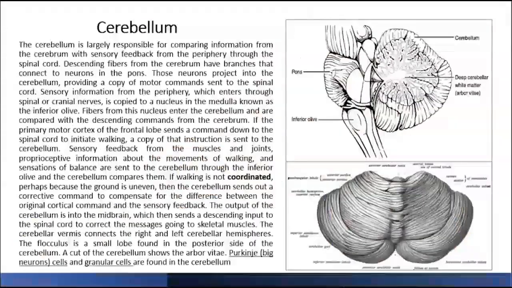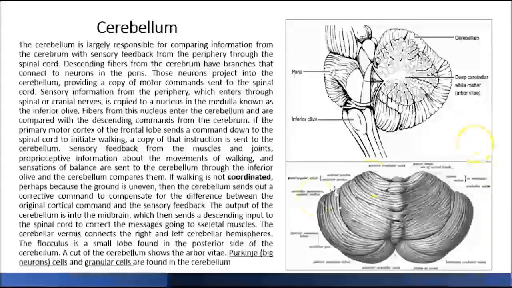The cerebellum. The cerebellum is behind the brainstem, below the brain. So a cut to the cerebellum shows you that it has these areas. They are called the arbor vitae. That looks like little branches of a tree. Okay, that's what you have inside.